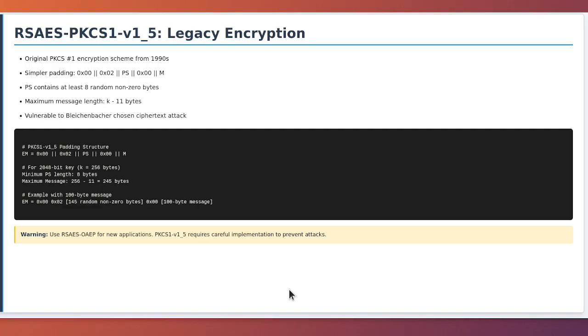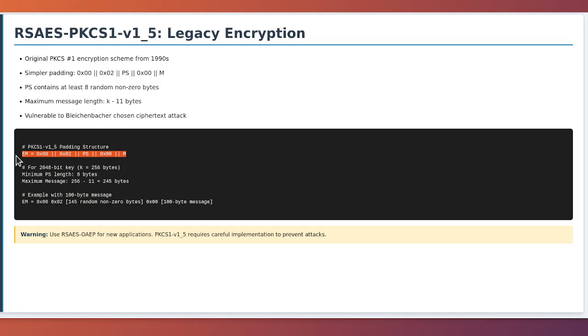The padding in PKCS1 version 1.5 is much simpler than OAEP, which is actually part of the problem from a security perspective. The encoded message EM has the structure 0x00, 0x02, followed by at least 8 random non-zero padding bytes, then a 0x00 byte separator, then the actual message M. The total length is k bytes, where k is the modulus length in octets.